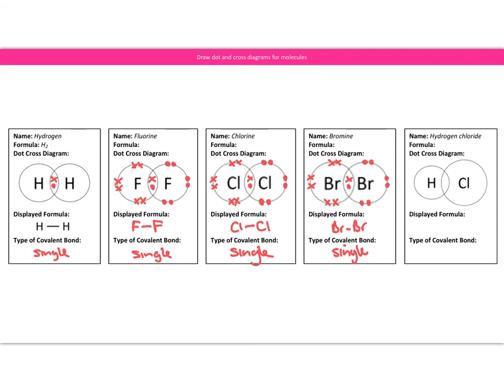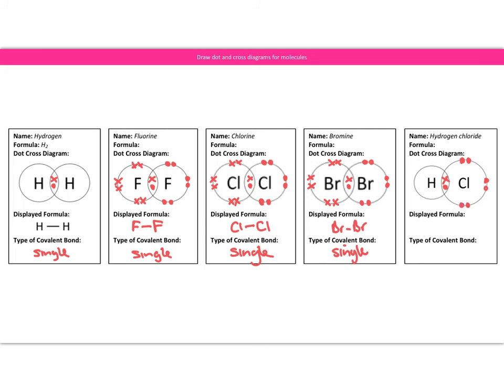Then we've got hydrogen chloride. So hydrogen, we know, only forms one covalent bond, and chlorine also only forms one covalent bond. So we're going to have 1 cross and dot, and we're going to put them in the overlap there. Hydrogen does only have 1 electron in its outer shell, so it's just 1 cross. Chlorine should have 7, so I've got to draw 6 more dots.